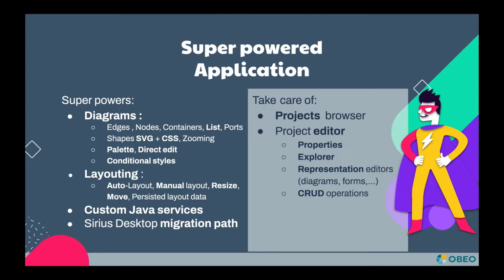Everything is using SVG and CSS, which allows a great zooming capability. The edition is smooth thanks to the direct edit and the contextual palette. And just like in Eclipse Sirius, conditional styles are supported to make your diagram react when your data change. The layout can be automatic or manual. If you want to use a manual layout, you can move elements and resize them as you want. You can also ask for the automatic layout at any time. All the layout information is persisted, so your diagram will stay the same.